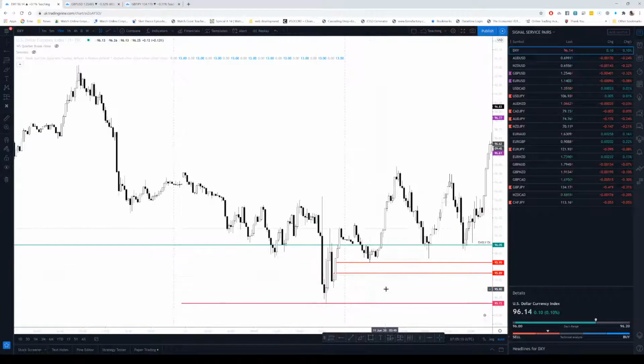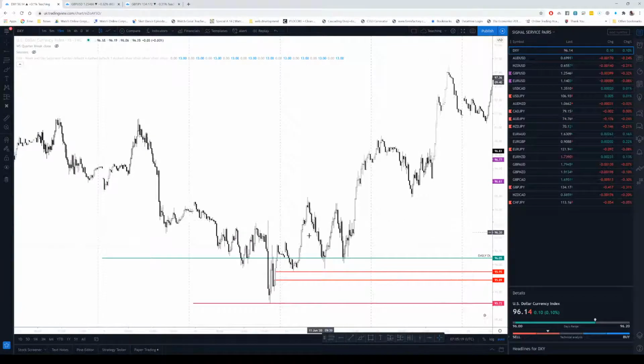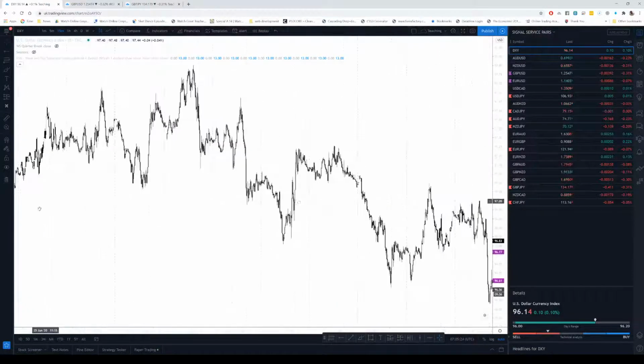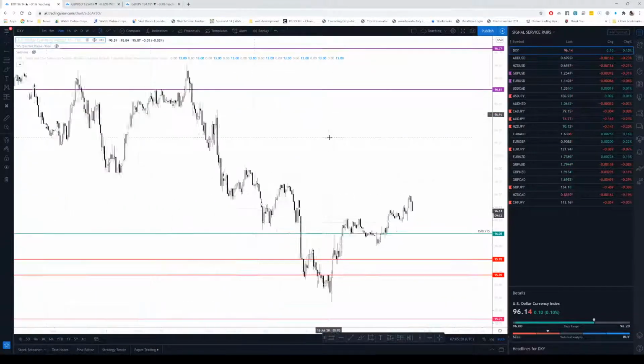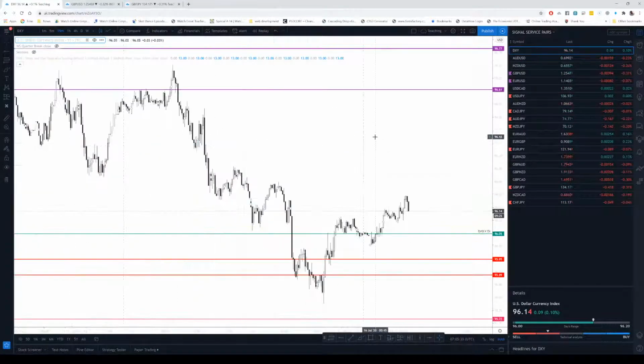So those two levels are meaningful, even though it's on the lower time frame. It shouldn't have given this kind of support to price, but it did. Yeah, it did, and gave another support here to push price up.